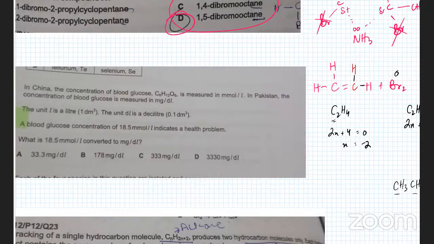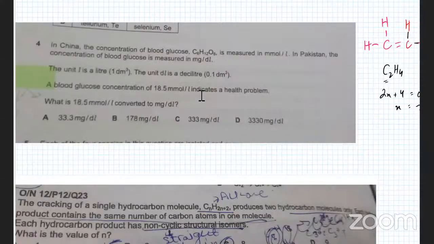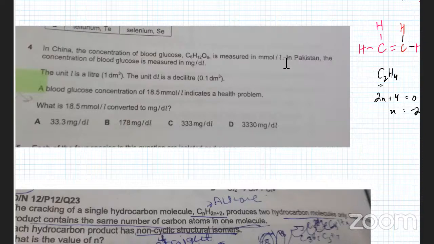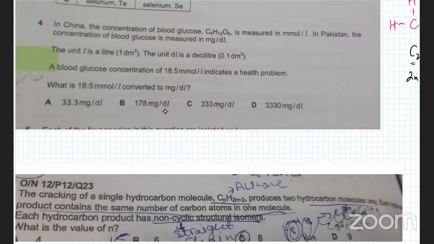Now, this question. The concentration of blood glucose is measured in millimoles per liter. In Pakistan, the concentration of blood glucose is measured in milligrams per, I guess that's deciliter. What is DL? Yeah, deciliter. So a blood glucose concentration of 18.5 millimoles per liter indicates a health problem. What is this converted to? That's more like a physics question. So you just have to convert this.